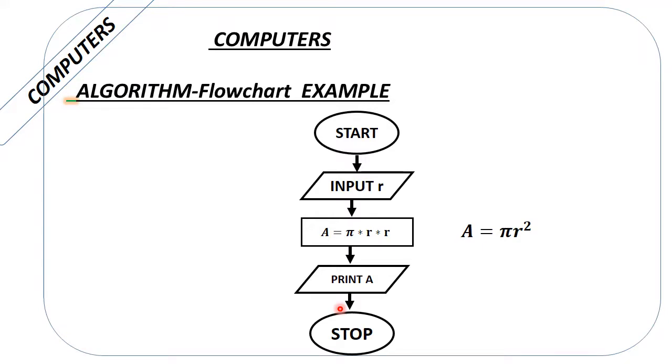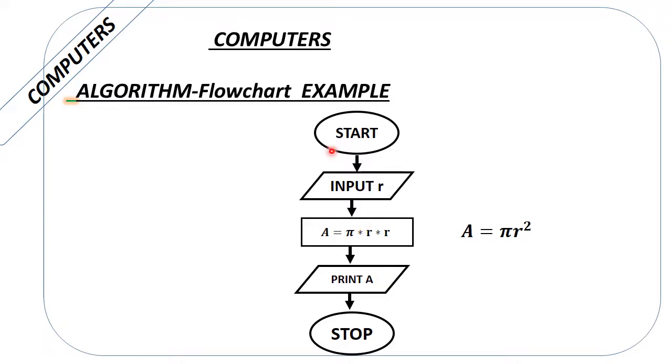So there's a question that I once saw. They had given a flowchart like this. Then the question was, what will be the output if the user enters 10?